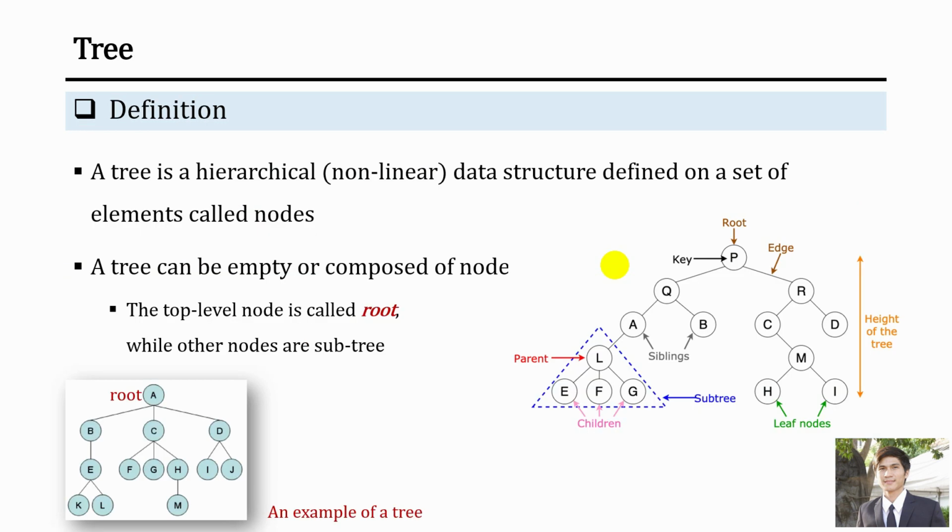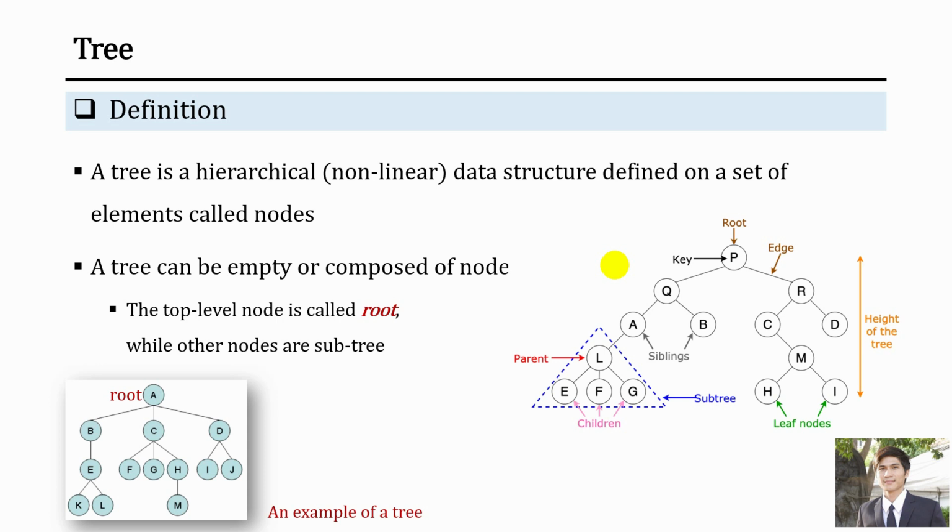So now we come to the introduction to the tree. A tree is a hierarchical data structure defined on a set of elements called nodes. So when we learned about linked list, stack, and queue, we had elements, right? Each item, each piece of our data, is considered an element. So now we can call our data in the tree elements or nodes.